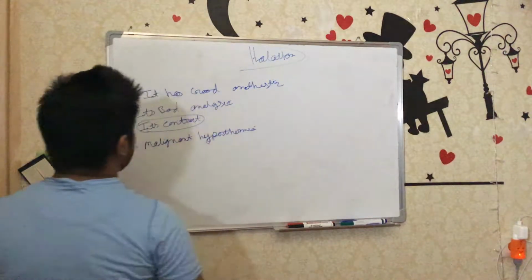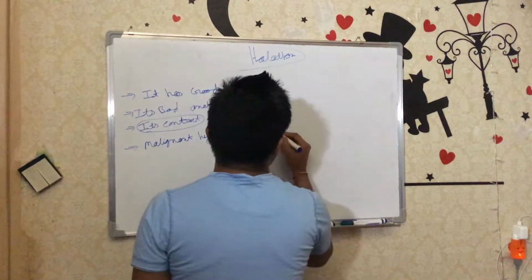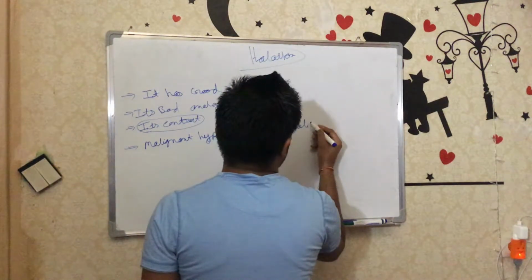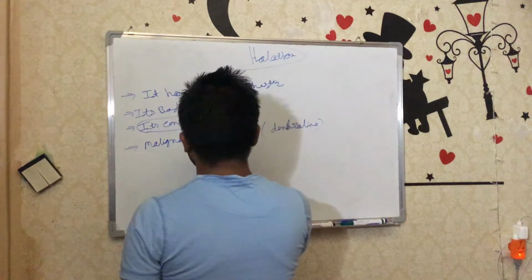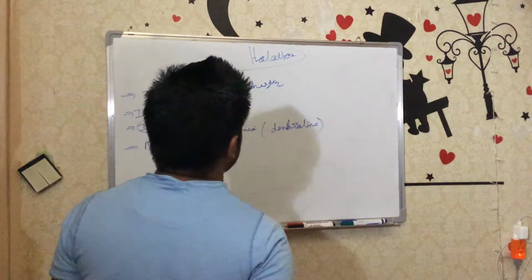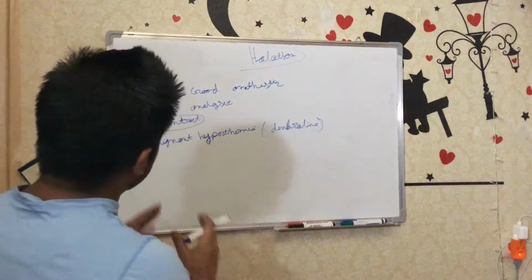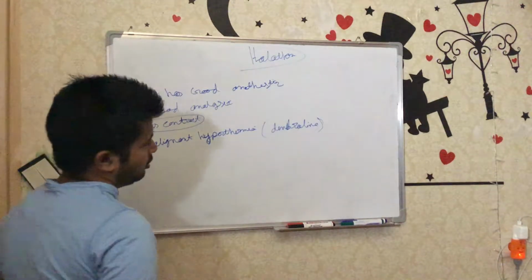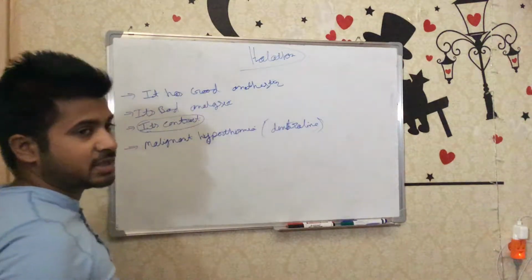So to prevent malignant hyperthermia, there is one drug named dantrolene that we should give at that time. Dantrolene decreases the calcium release from the sarcoplasmic reticulum, and then the muscles become relaxed and the malignant hyperthermia decreases. What is dantrolene? We will discuss it later when we discuss the muscle relaxing drugs.